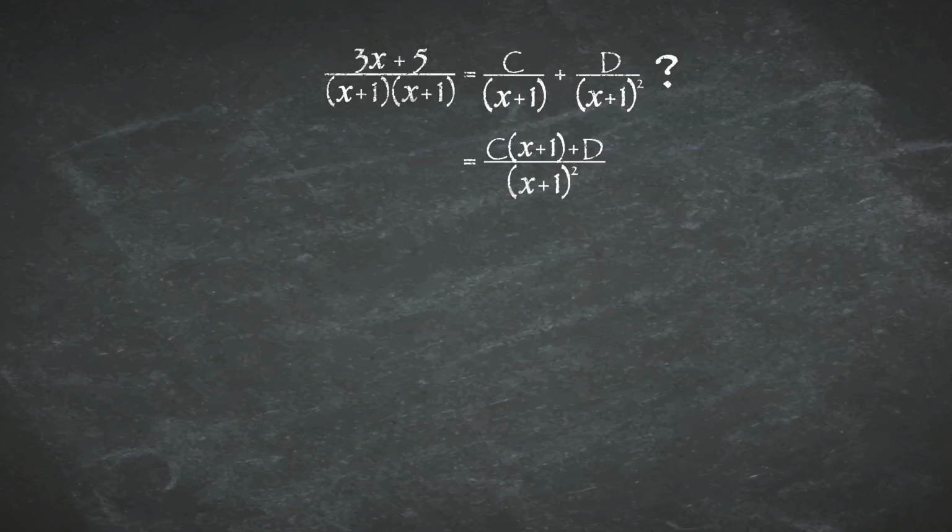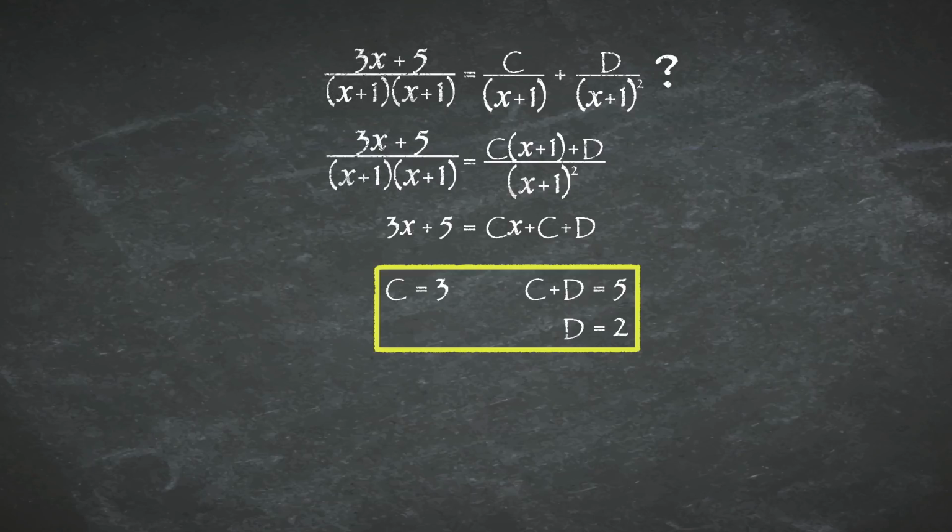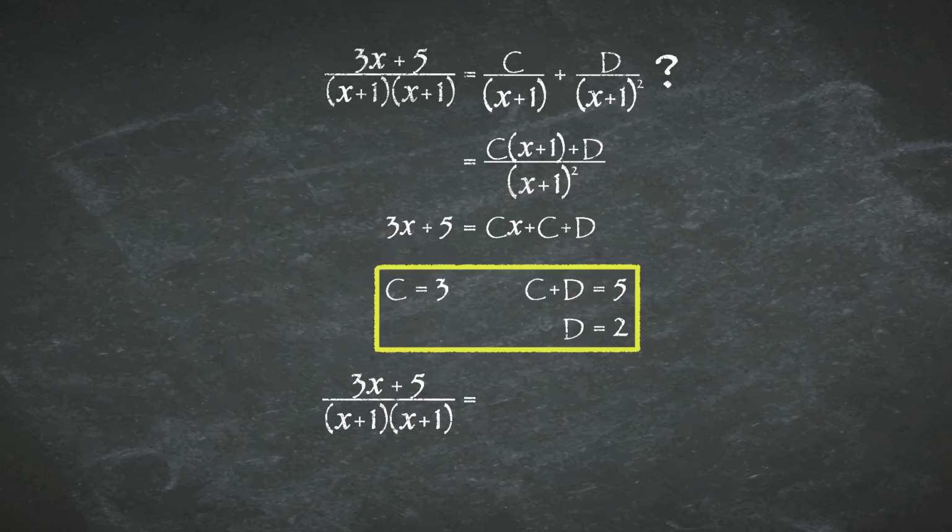As before, we equate their numerators. Then compare the coefficients of x. So c equals 3. Next, compare the constant terms. So c plus d equals 5. Since c is 3, d equals 2. At last, we have an expression for this fraction in terms of its partial fractions.